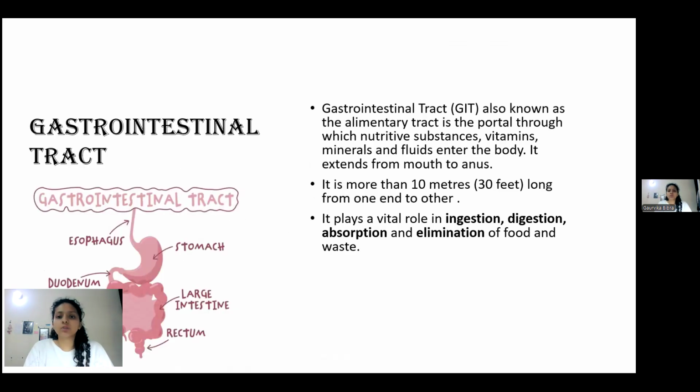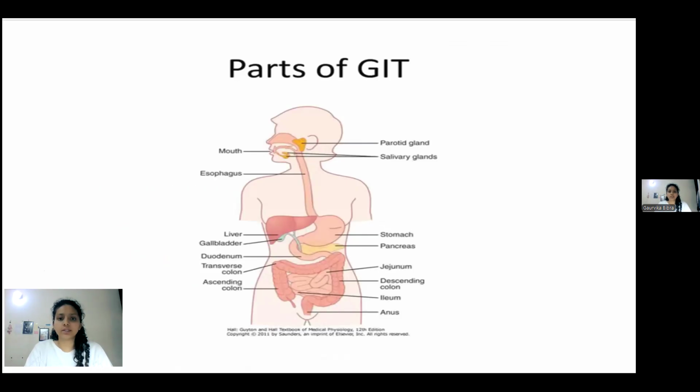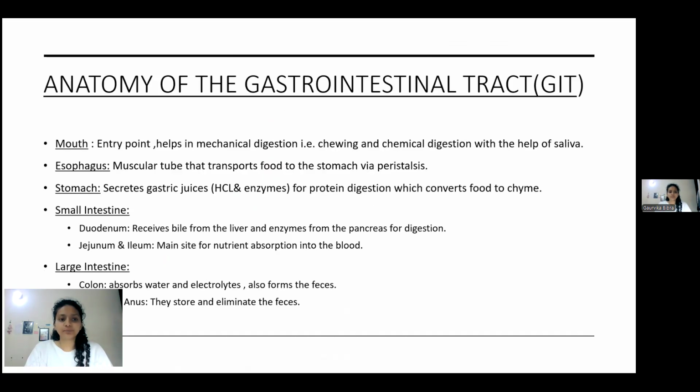The GIT, also known as the alimentary tract, is the portal through which nutritive substances, vitamins, minerals, and fluids enter the body. It extends from mouth to the anus. It is more than 10 meters long from one end to the other, plays a vital role in ingestion, digestion, absorption, and elimination of foods and waste. These are the parts of GIT.